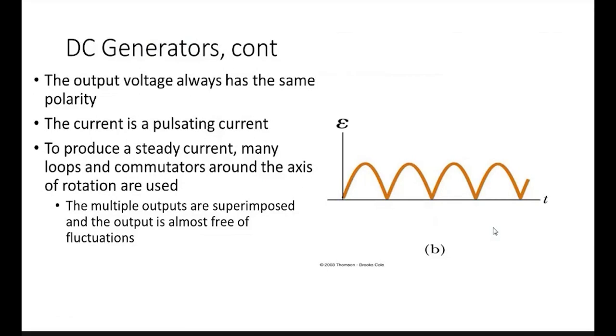The output voltage always has the same polarity. The current is also always pulsating current. As the rotation continues, multiple outputs are superimposed, and we can get almost fluctuation-free output. If we employ a large number of conductors, the resultant current is a pure DC waveform.